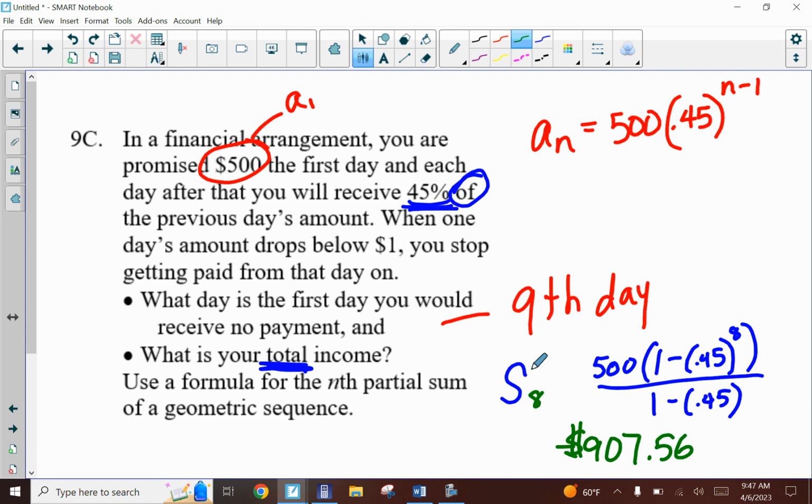Now the rest of the review, it's questions from the conics test. So I'm not going to go over that stuff.